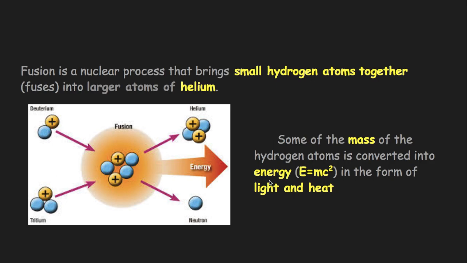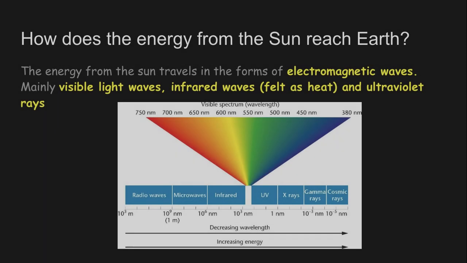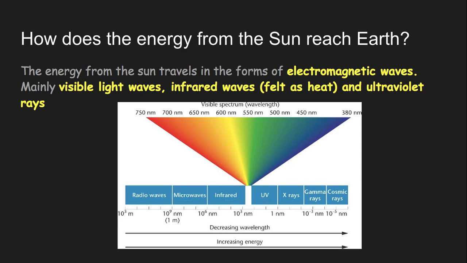When fusion happens, you get helium and a little bit of light and heat. Actually, not a little bit, a lot of it. So let's look at how that energy moves now. All right, so we have this big ball of hydrogen turning into helium and releasing energy. So how does that energy get to us? What is that energy in the form of?